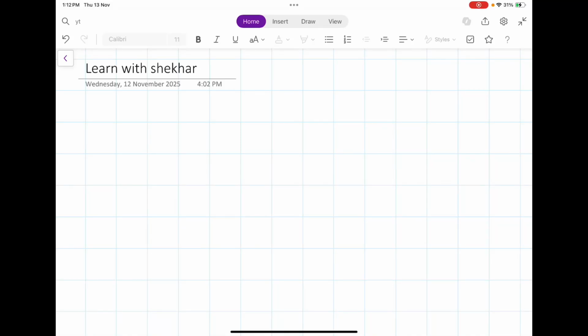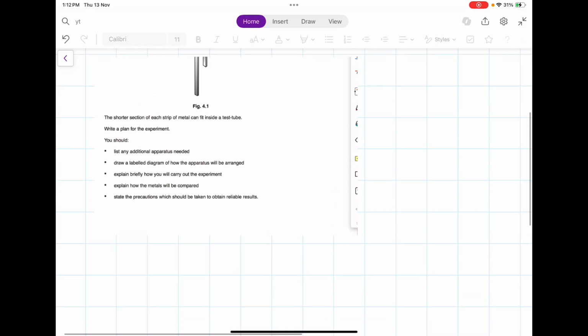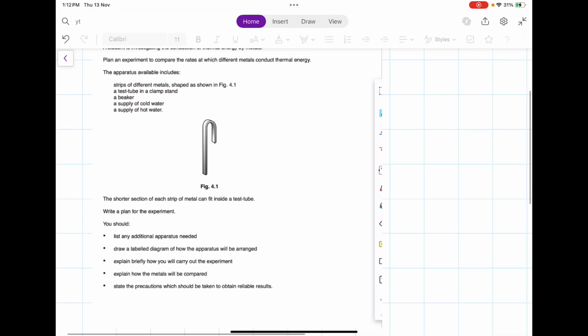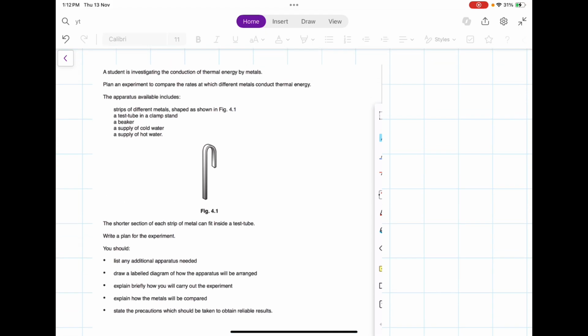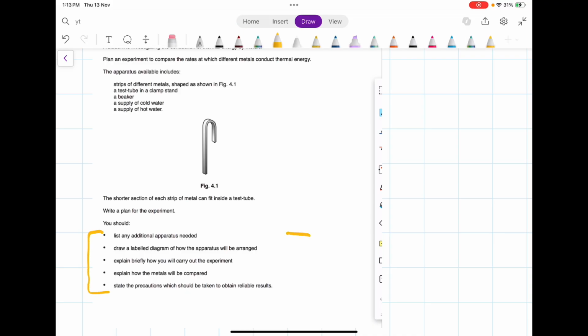Okay, hello everyone. Again, I'm explaining one more ATP question, a 7 marker question. Today we will be solving one 7 marker which is related to thermal physics. In this question, you have to figure out conduction by different metals. As long as you are going with these points, you will get 7 out of 7.